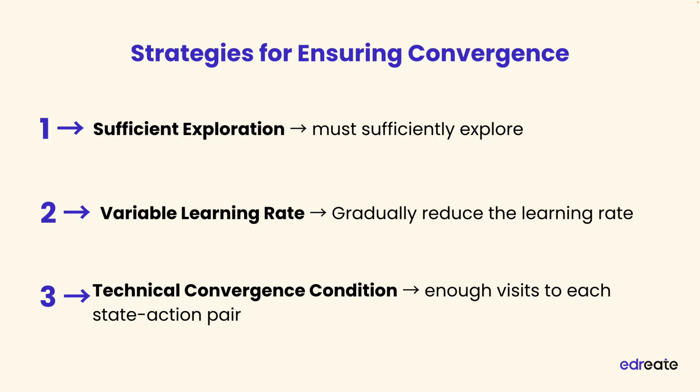Then third, you also need to meet the technical convergence condition. This means enough visits to each state action pair. This obviously makes sense because if you want to make sure if a state action pair works or not, you need to visit that pair multiple times to reinforce your belief of whether that state action pair is good or bad. You cannot do this by just visiting a state action pair once or twice.